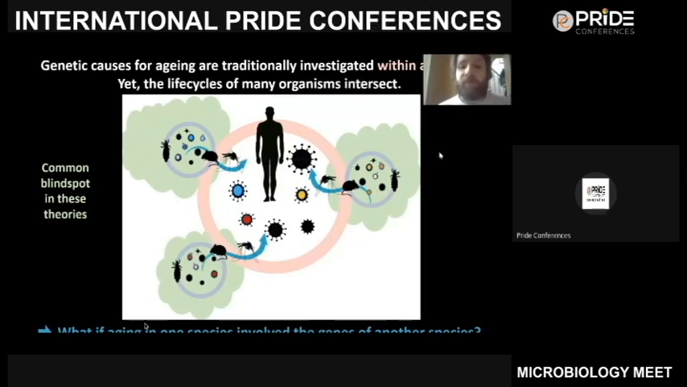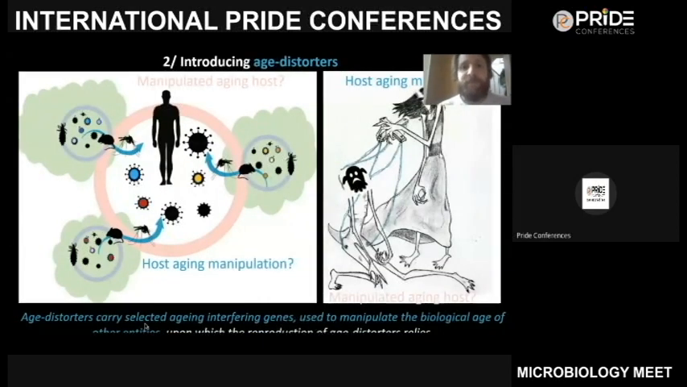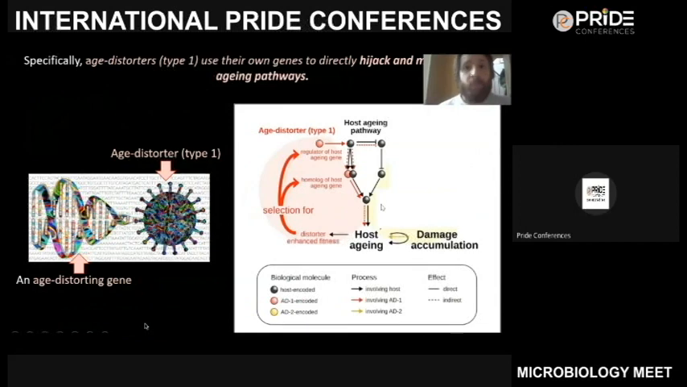So what if a gene in one species involves the genes of another species? This is my question today. So, introducing the notion of age distorter more precisely, age distorters would be these entities that are able to manipulate the aging of one host for their own benefit using their own genes. Why do we believe such a thing could work? Well, there could be one type of age distorter that would basically carry age-distorting genes that would allow the age distorter to interfere directly with the genes that are involved in the aging of the host.